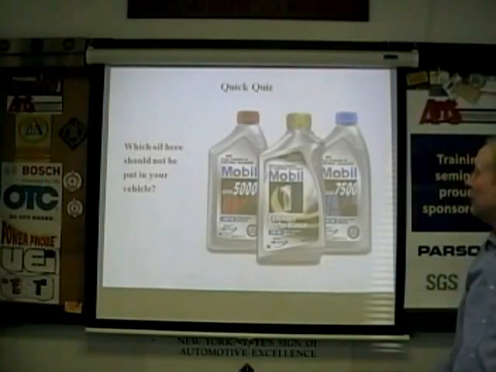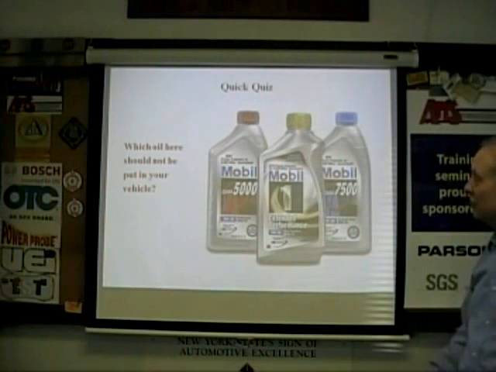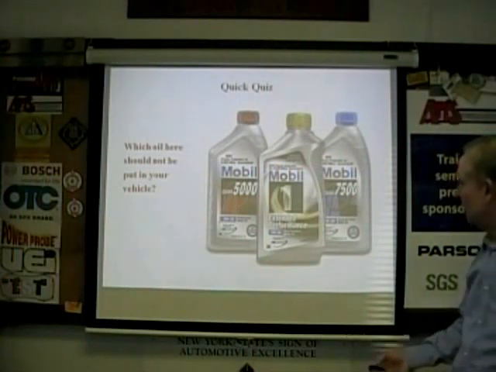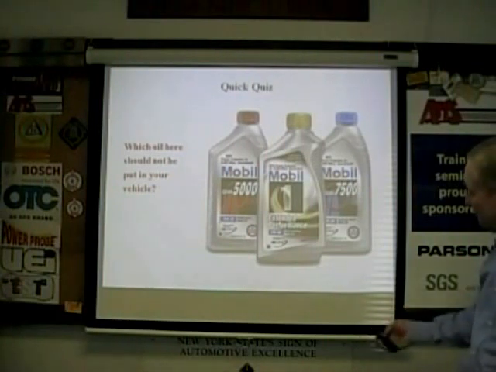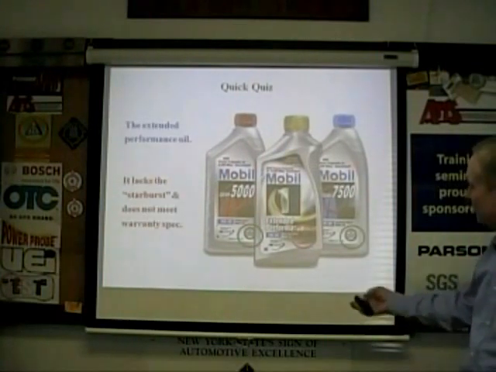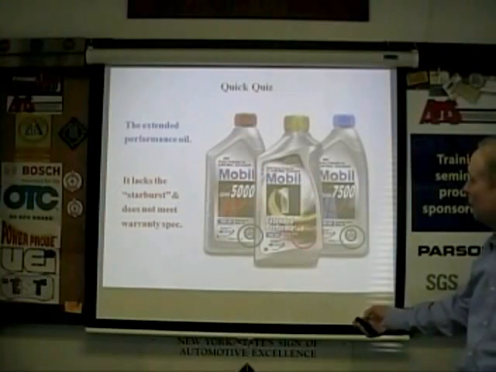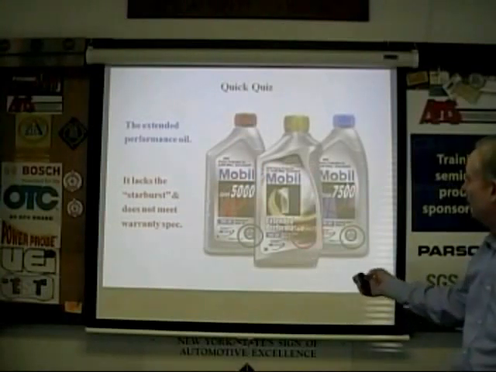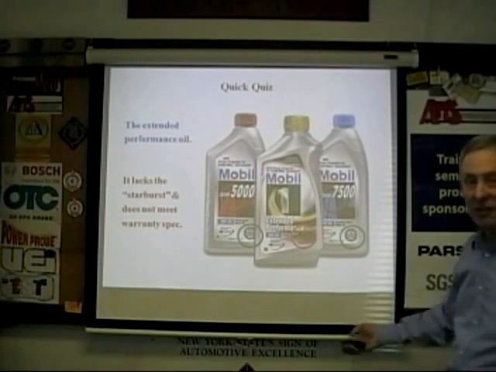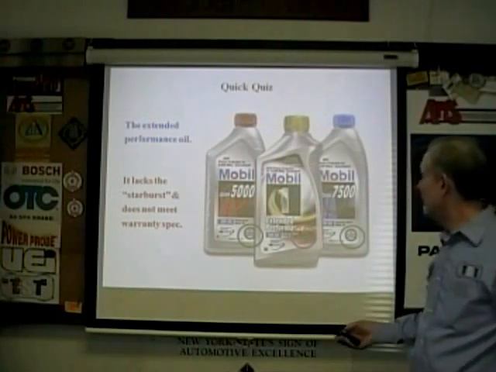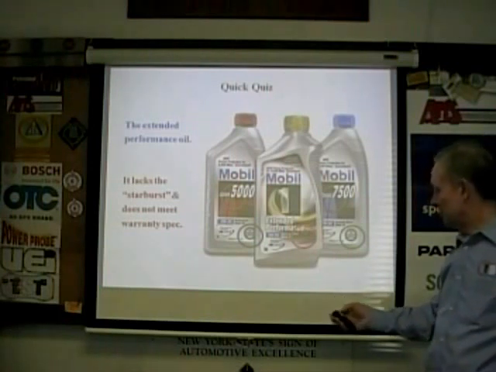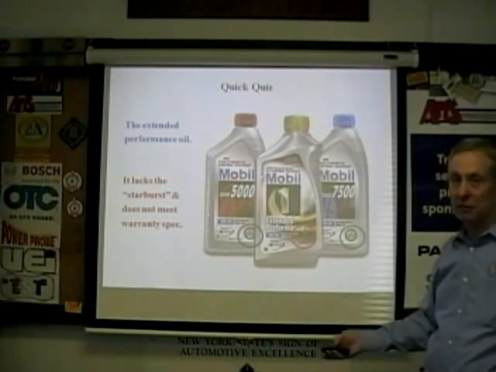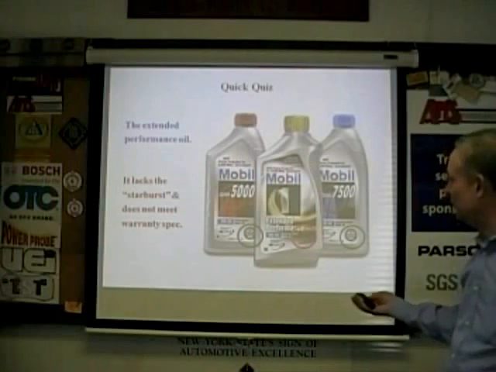All right, quick quiz. Which oil here should not be put in your vehicle? And the hint, of course, is look at the label. Starburst, no starburst, starburst. There's the one. It's an extended performance. It's a 530. They're all 530s. But that's the one that doesn't meet the spec. And it's Mobil 1. Wow. And they're all Mobil 1. You know, it says NASCAR on it. It's got to be good, right? I think I'll put that in my Chevy.